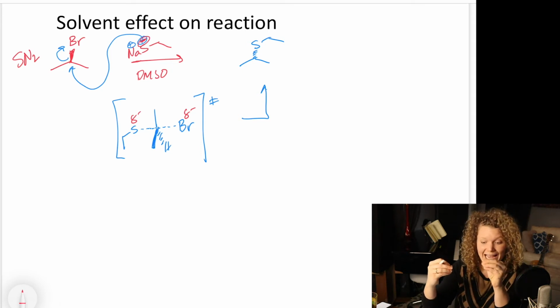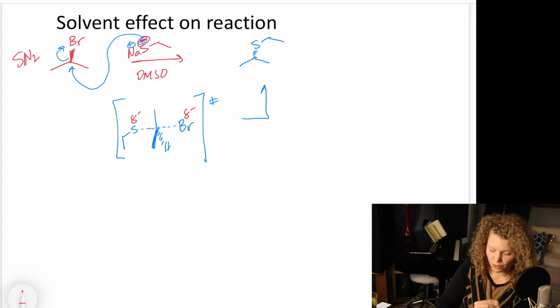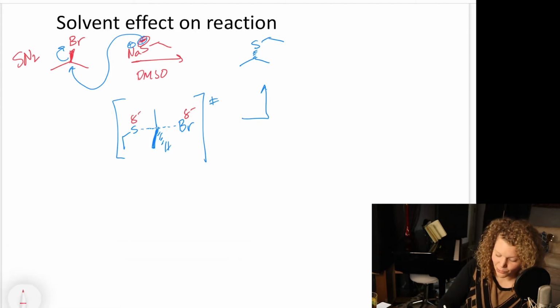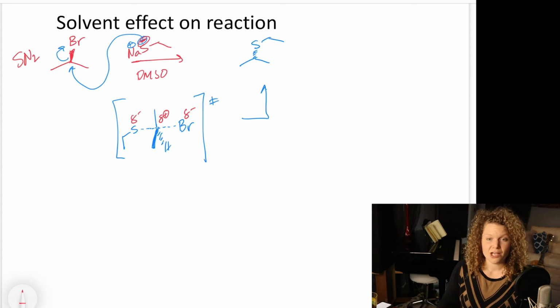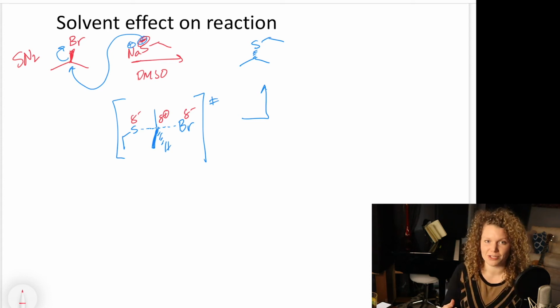As it starts to attack, the electrons are going from the nucleophile to make the new sulfur-carbon bond. That carbon is losing the leaving group. That means it's partially positive. So in our transition state, we have these partially charged species, okay?